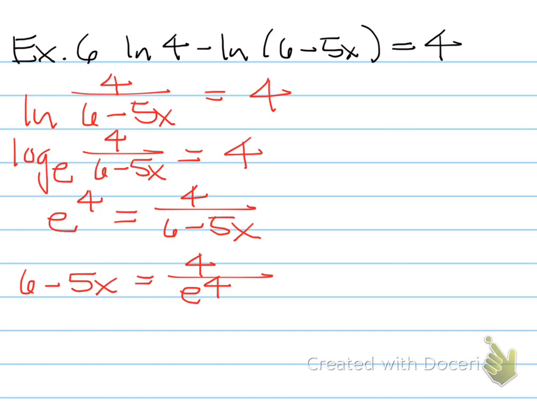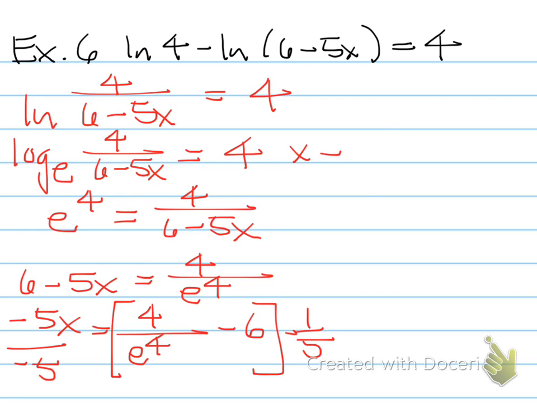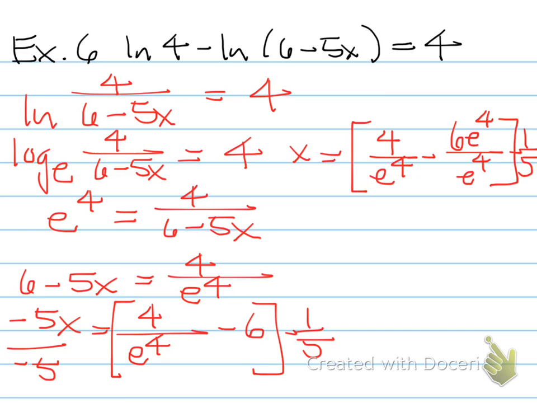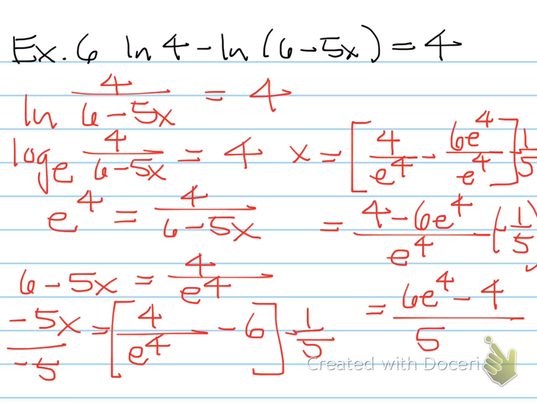And then subtract 6 from both sides. Divide both sides by negative 5. And just clean everything up. Get a common denominator. And we get x equals 4 minus 6e to the fourth over e to the fourth, and all that's going to be multiplied by negative 1/5, giving us 6e to the fourth minus 4 over 5e to the fourth.